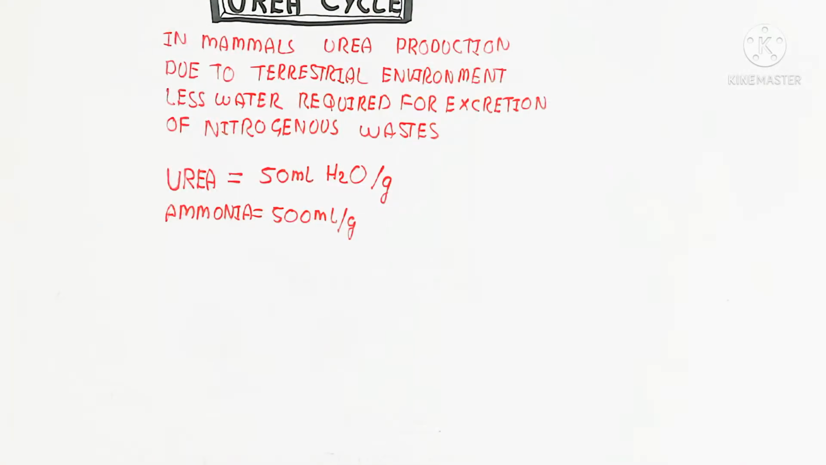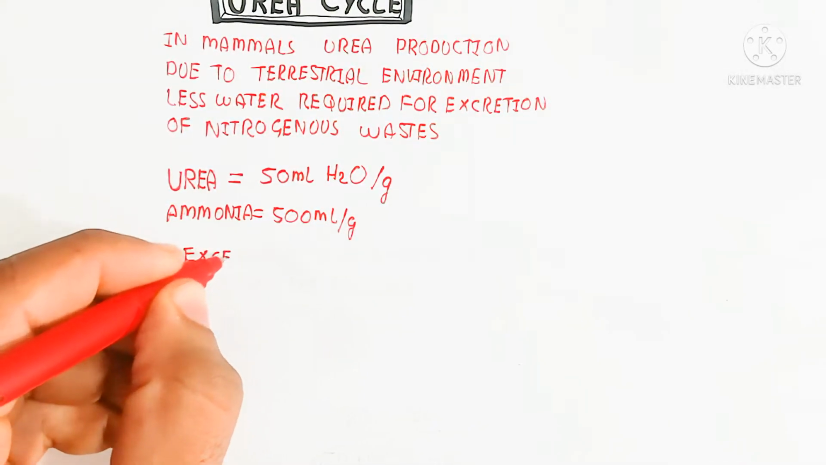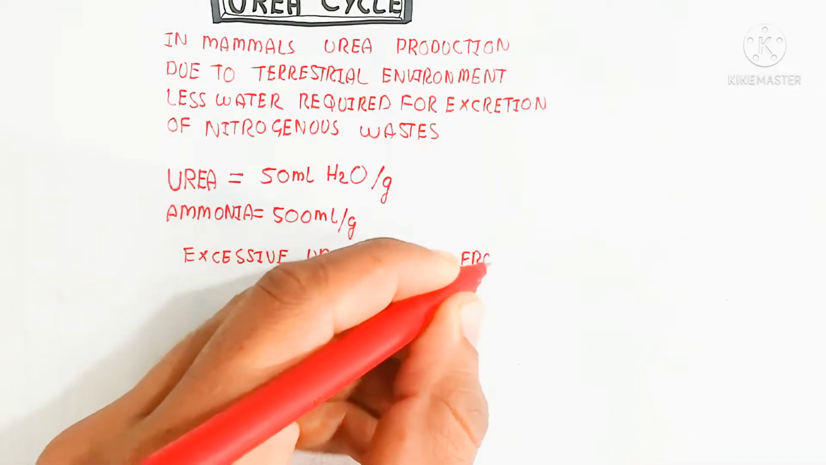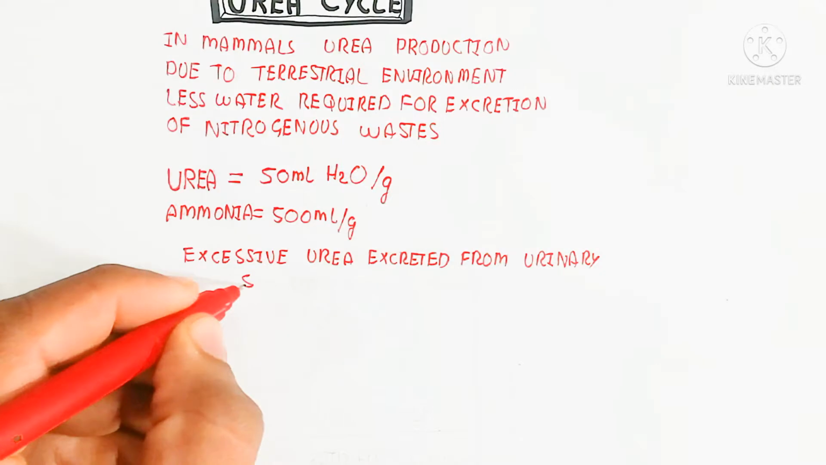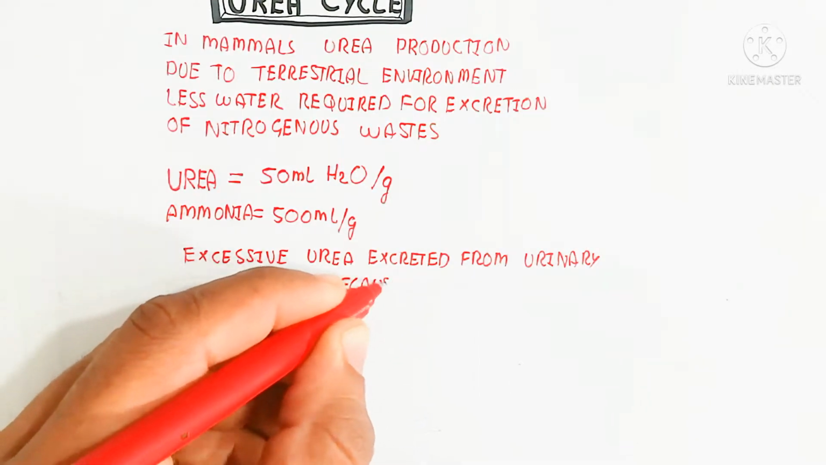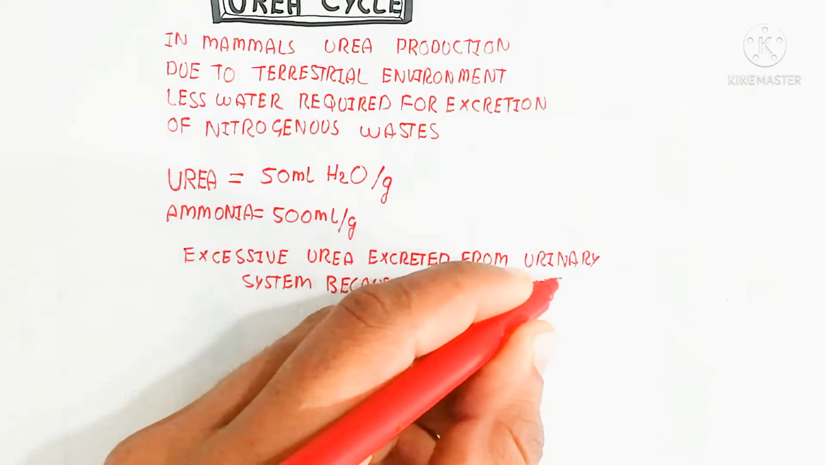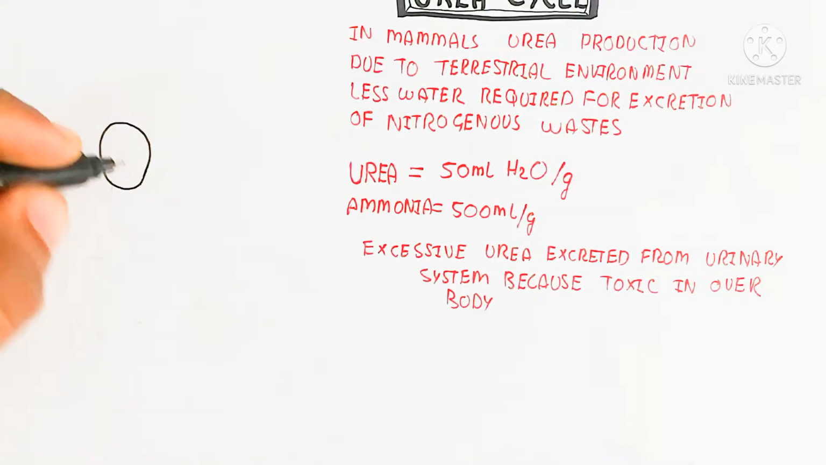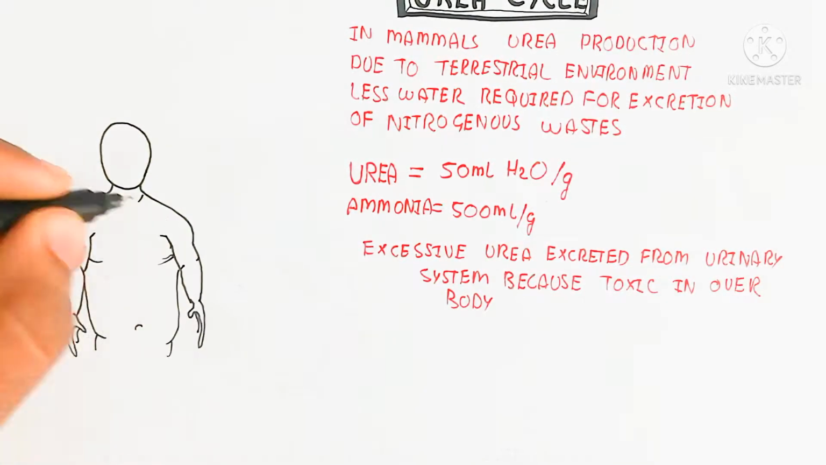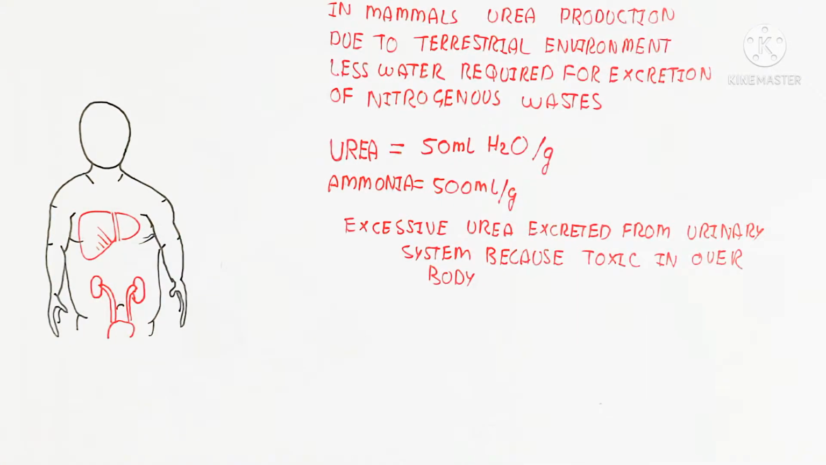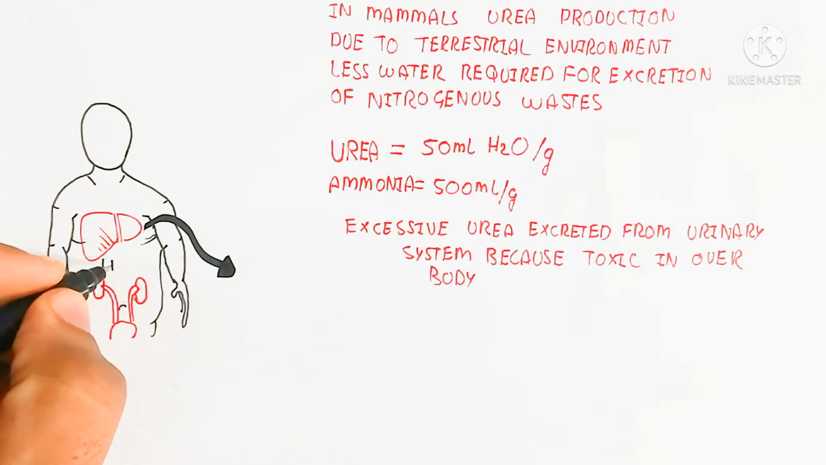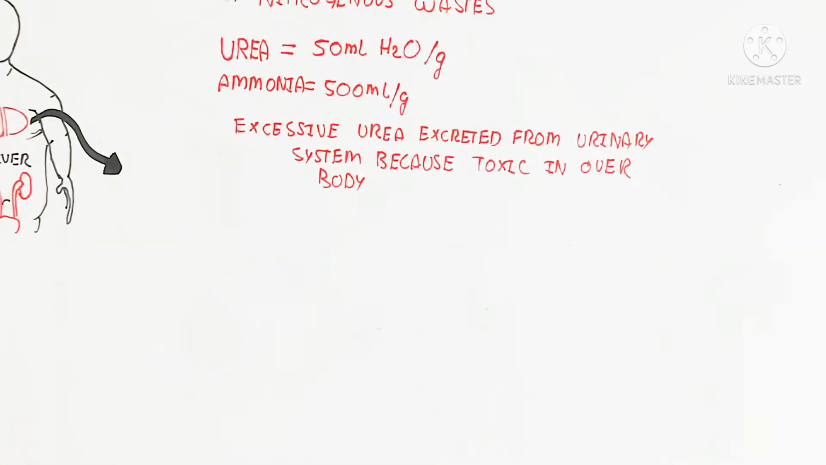So that is why the conversion from ammonia into urea is important. For excretion, 50 ml of water is required for 1 gram of urea. Excess urea is excreted through the urinary system because it is toxic in our body. In our body, detoxification occurs in the liver, and excretion into the urinary system is more important.